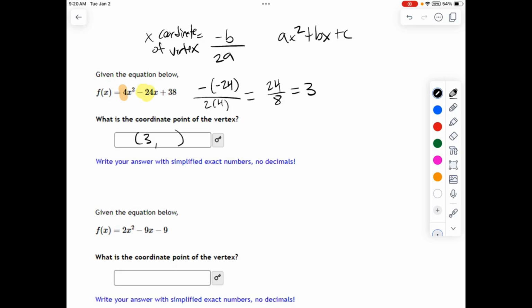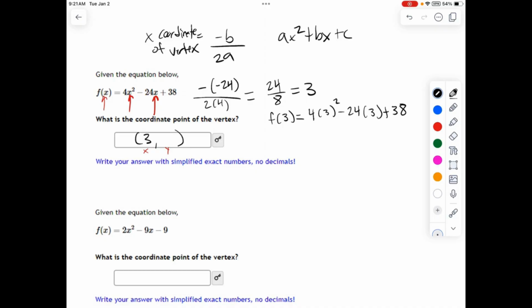Now how do you find the y value? Plug in x. It's a coordinate point, meaning if you have half of it, plug it in to find the other half. Every coordinate point is x comma y, and x is 3. Plug it in. So f of 3, our y value when x is 3, is equal to 4 times 3 squared minus 24 times 3 plus 38.